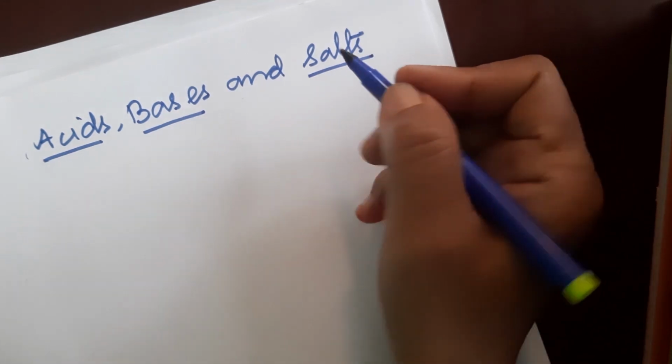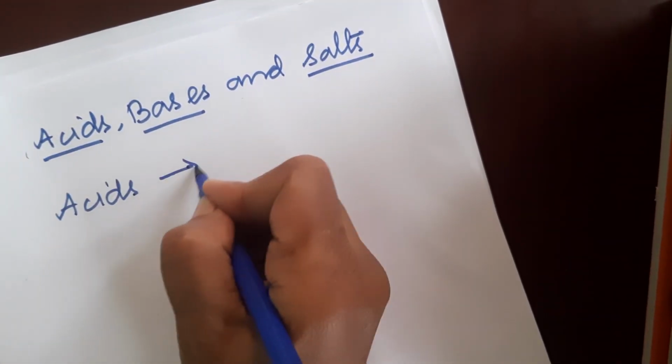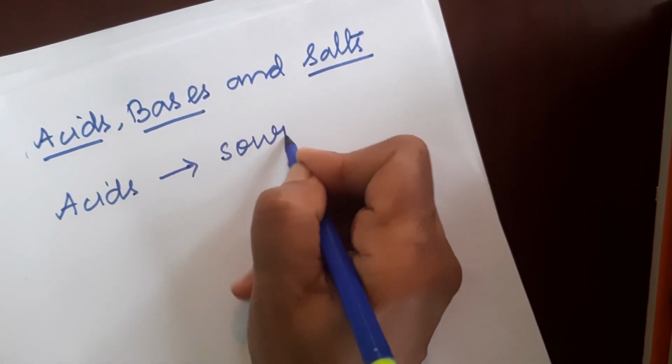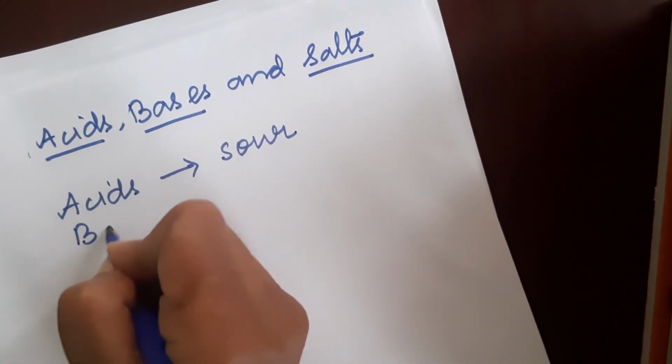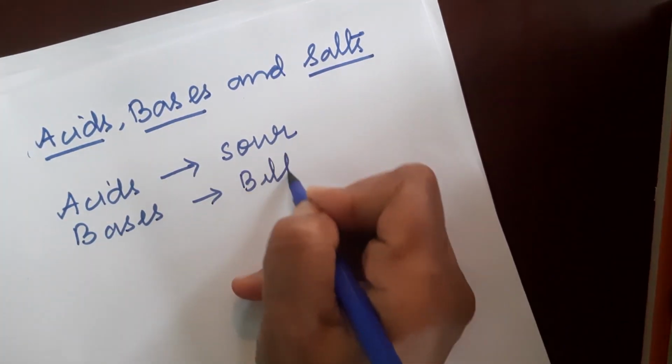You already have some preliminary ideas about these topics because you read about them in class 7th. So all of you know that acids are the substances which have sour taste and bases are the substances which have bitter taste. But is this information enough to define an acid or a base?